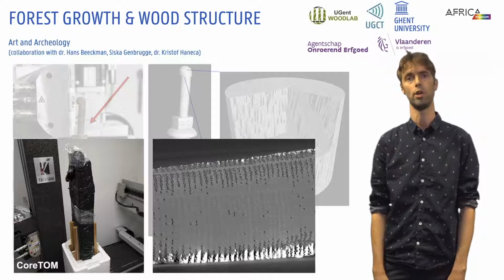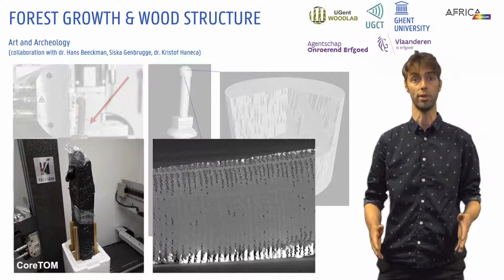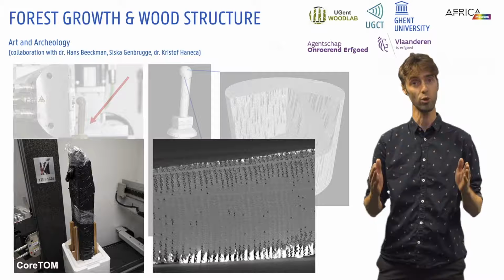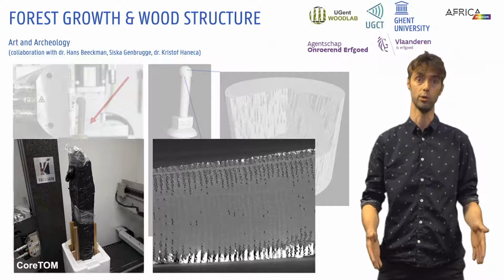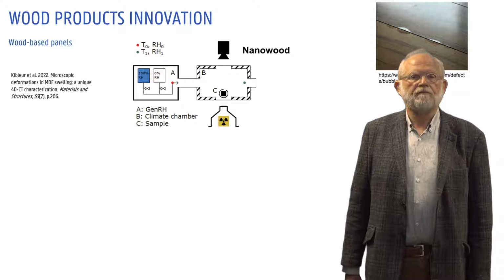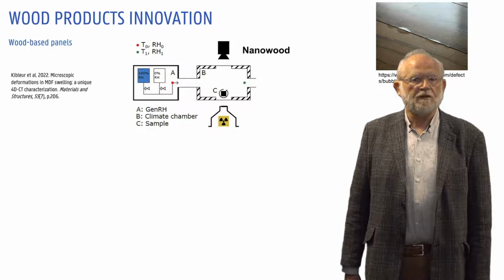The other example shows a piece of archaeological wood wrapped in plastic foil, but thanks to the power of X-rays, we can look straight through it, do tree ring analysis, and date the wood. But we don't only study solid wood. As mentioned before, we do also investigate the behavior of engineered wood products, such as wood-based panels.